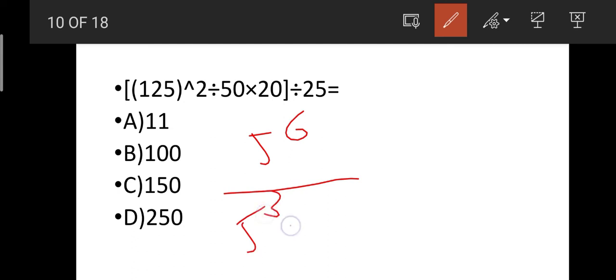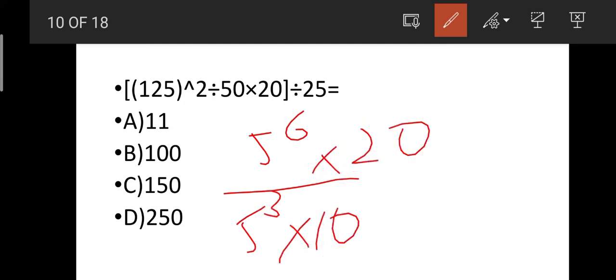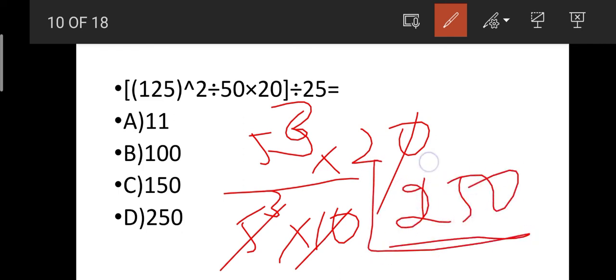Then we can write it as 5 cube into 10, and this 20 we can write here. Okay, 5 cube, if we cancel it, it becomes 5 cube, and then 10 into 2. 5 cube is nothing but 125 into 2. It is nothing but 250. This is our answer. Isn't it simple?